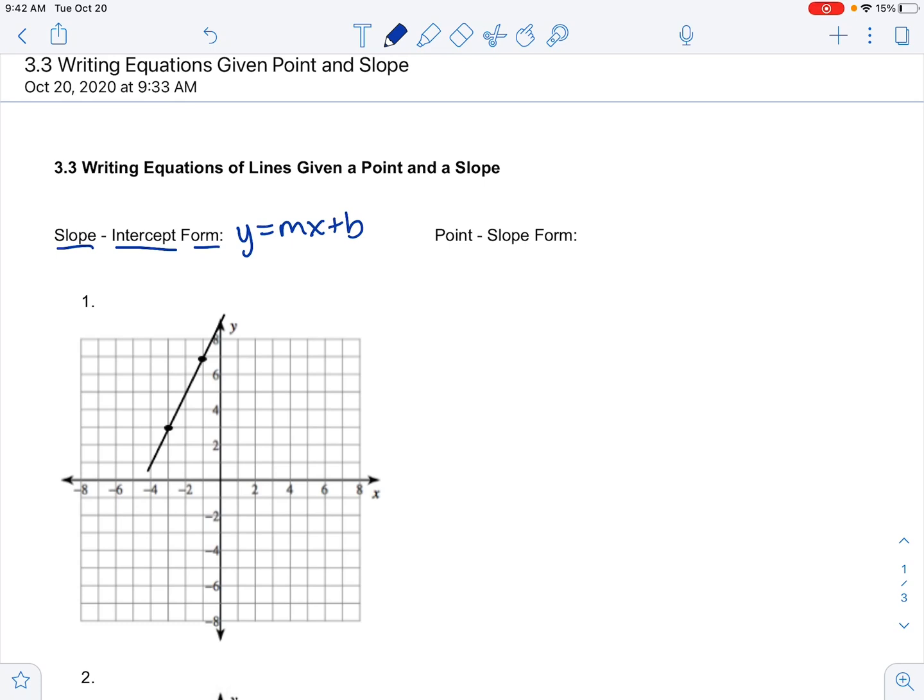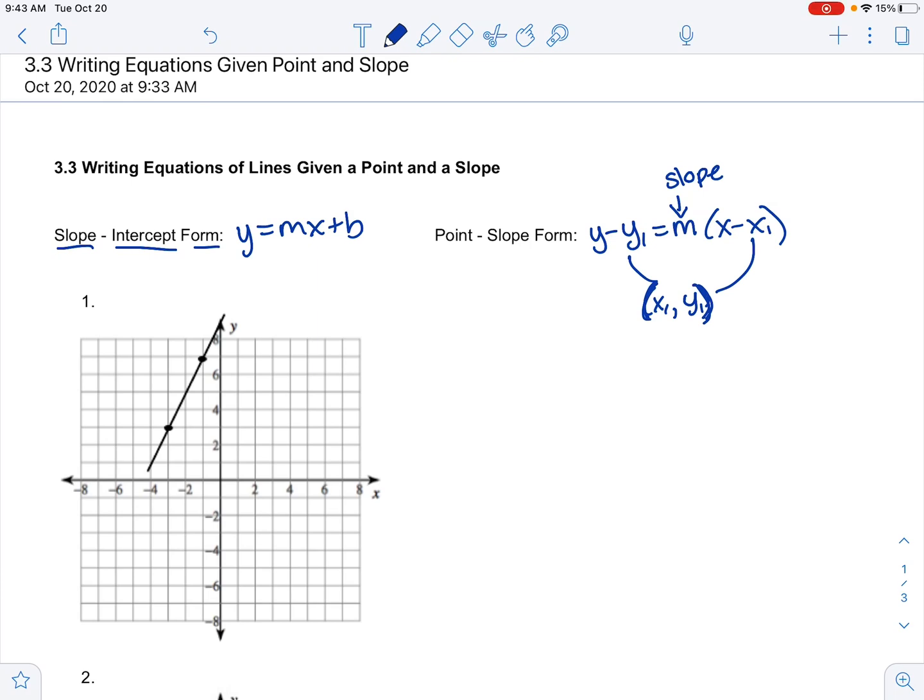But we're actually going to use point-slope form a little bit today too. So point-slope form is y minus y1 equals m times x minus x1. Okay, now the m is still slope. And then we're going to have a y1 and x1. This is the point that you're given. This is the point that the line goes through. Sometimes you're going to be asked to leave it in that form, and sometimes you're going to be asked to go ahead and solve for y. So pay very close attention to the directions.